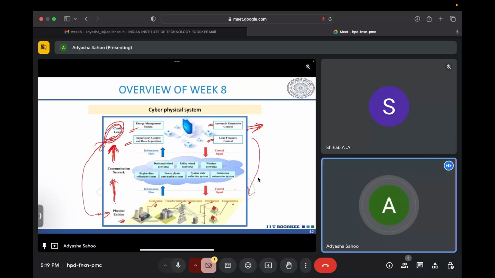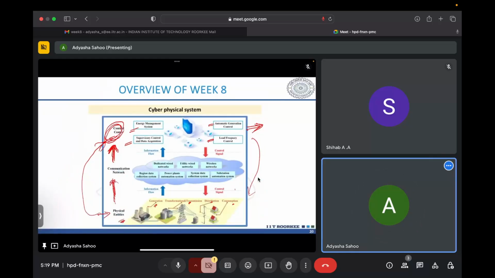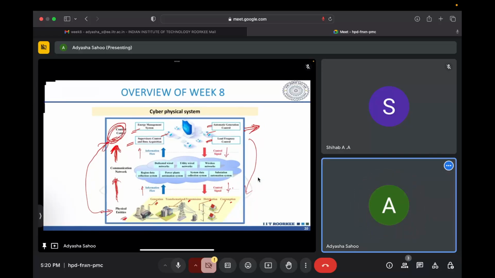So here you see the data information flow. Your PMU data is sent, then computations are done here, and the control signal is passed to the physical layer. The communication can be of different wired or wireless types, as we have seen in the previous lectures also.